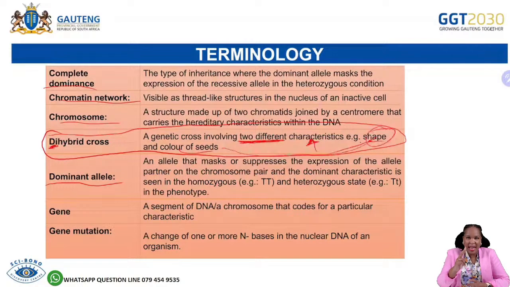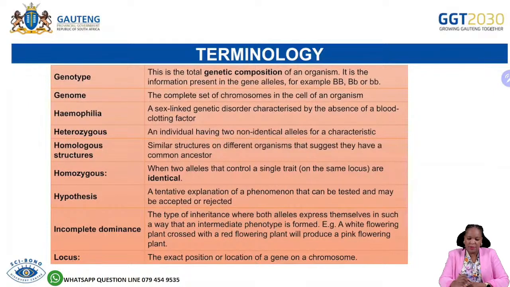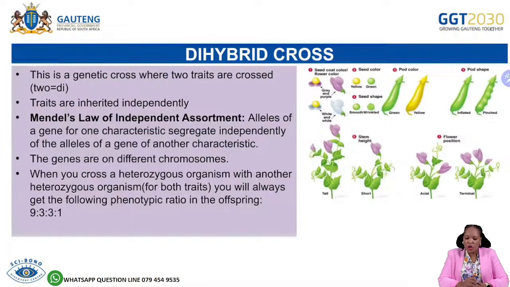Di means two. You are now tracing, or it's a cross where you are involving two characteristics. An example is one of the shape and the color. I think now you understand all of these we've spoken about. So let us go deeper into what dihybrid crosses are.